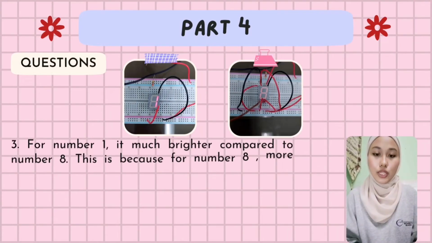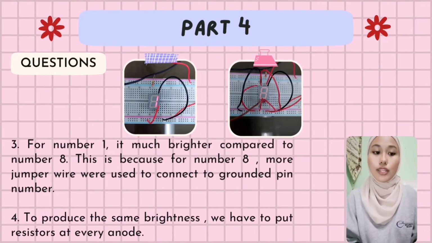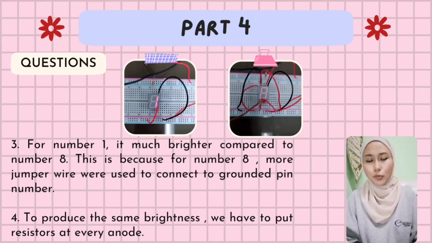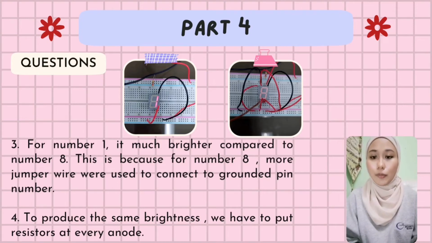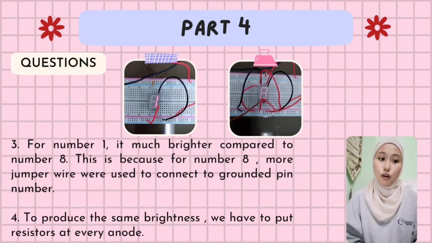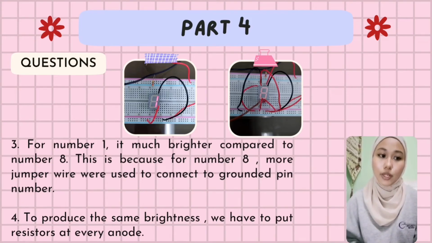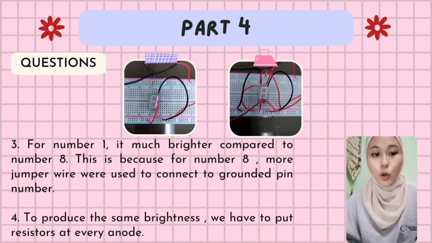So for number 3, it asks for our comment on the differences in the brightness of number 1 and number 8. If there are any differences, give reason. So there are differences in brightness between number 1 and number 8. Number 1 is much brighter compared to number 8. This is because for number 8, more jumper wires were used to connect to the grounded pin numbers. Therefore, the resistance in each jumper will build up, causing number 8 to be less bright compared to number 1.